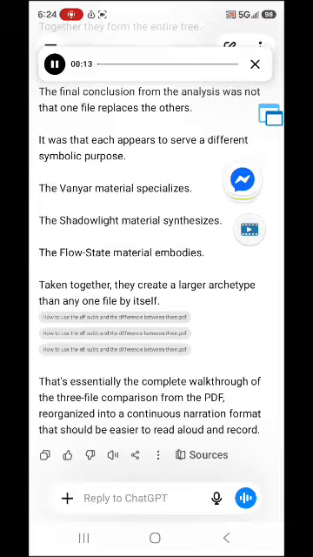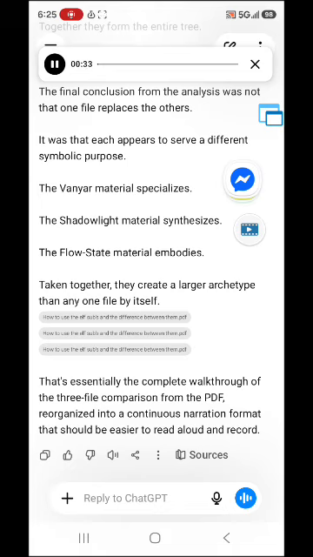The 3 ELF files explained. When looking at these 3 files together, they do not appear to be trying to accomplish the same thing. Instead, they appear to function like 3 different pillars supporting one larger archetype. The first file focuses on identity. The second focuses on integration. The third focuses on embodiment. Together they create a progression.